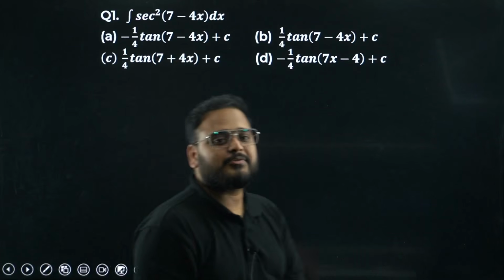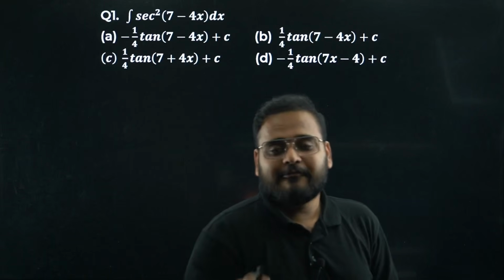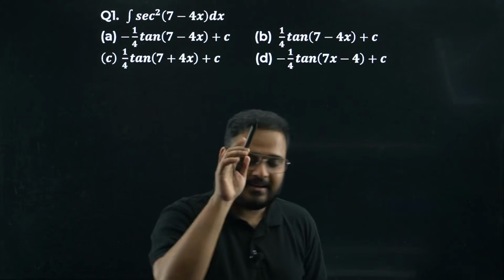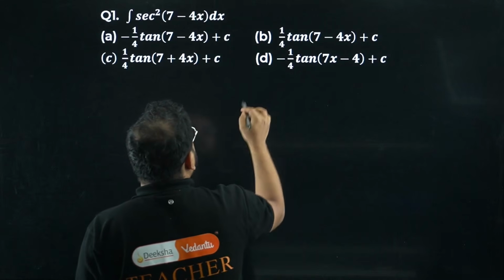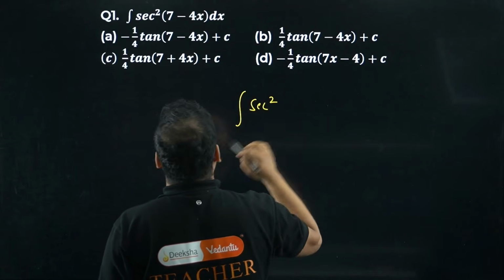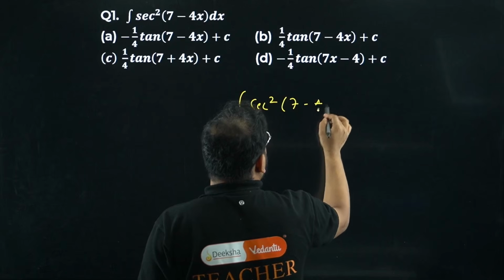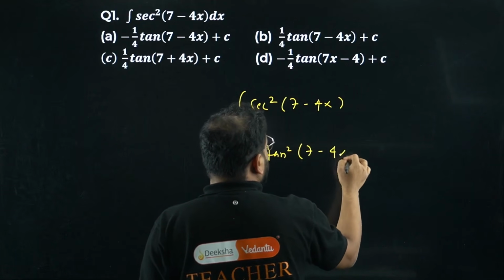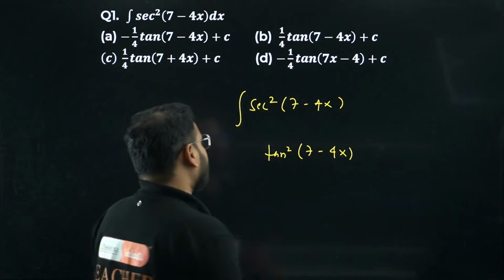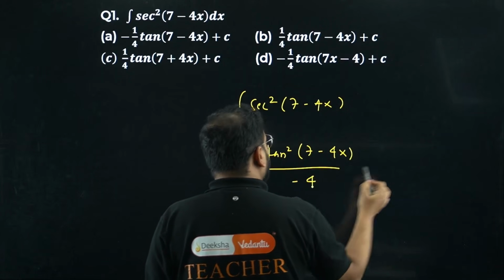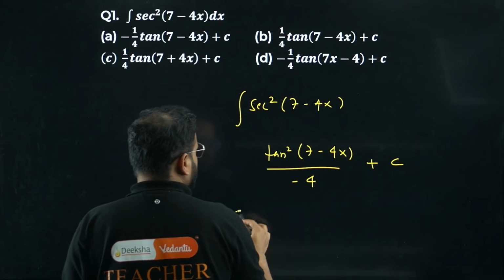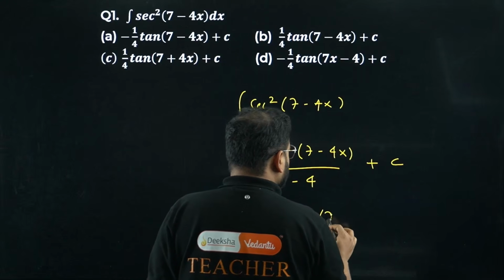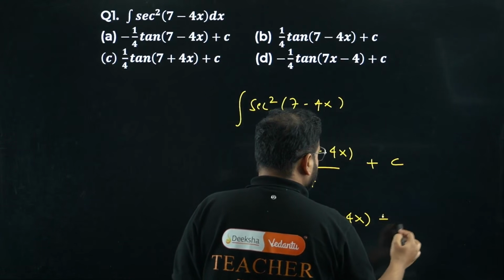Let's move on to the first question, based upon the very simple formulas that you've learned. What is the integration of sec square? It's tan. Is it over? What will the answer be for sec square of 7 minus 4x? Of course it is not over: we divide by minus 4 and add plus c. So my answer would be minus 1 by 4 tan of (7 minus 4x) plus c.